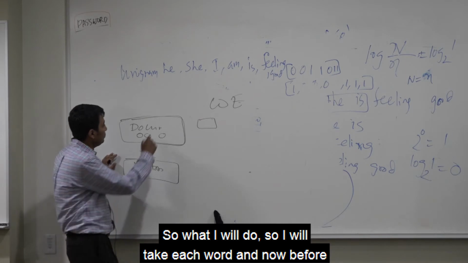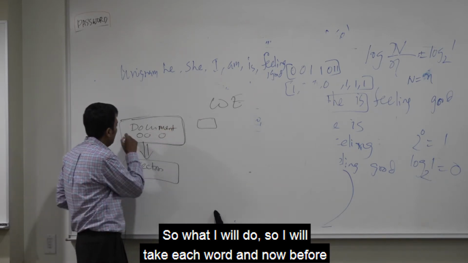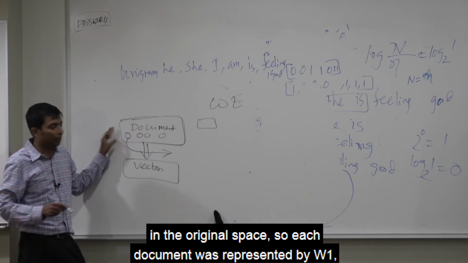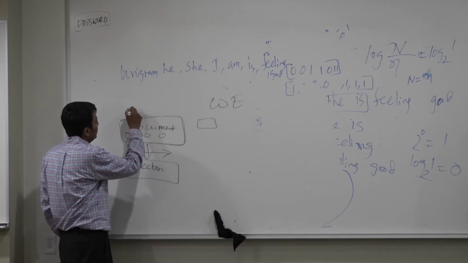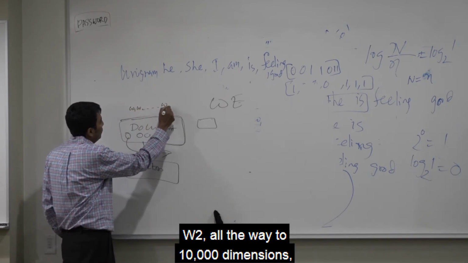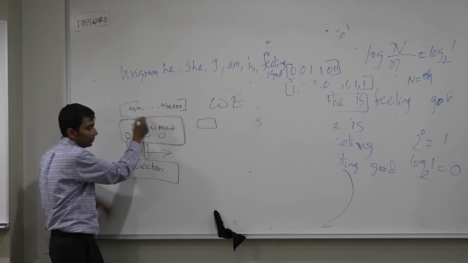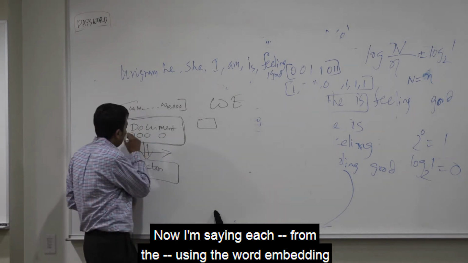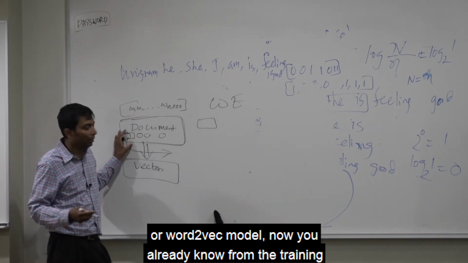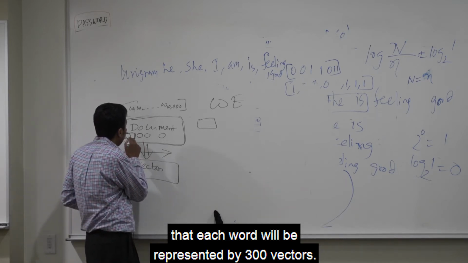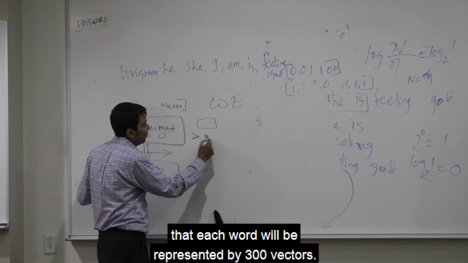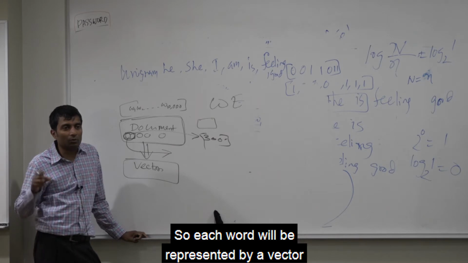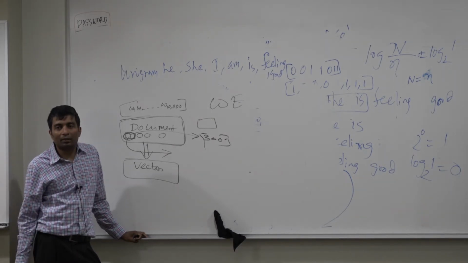So what will I do? Before, when I did a vector representation in the original space, each document was represented by W1, W2, all the way to 10,000 dimensions, right? I had 10,000 words. Now I am saying, using the word embedding or word2vec model, you already know from the training that each word will be represented by a vector with 300 dimensions.